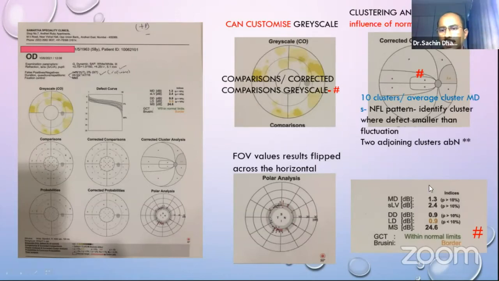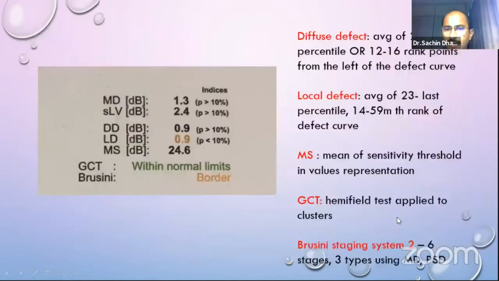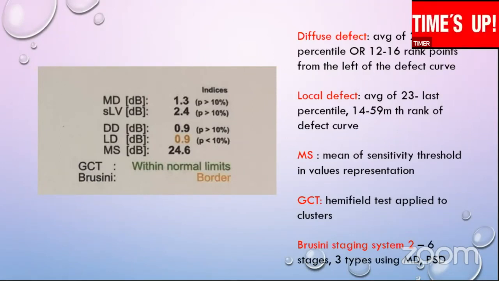As far as the reliability of the global indices go, we have 5 indices with us. We have the MD, the SLV, the DD, the LD, and the MS. The DD and the LD are derived essentially from the defect curve using the 12th to 16th and the 14th to 59th rank of the defect curve, the average of which is given as a diffuse defect or local defect. Insensitivity has already been described.